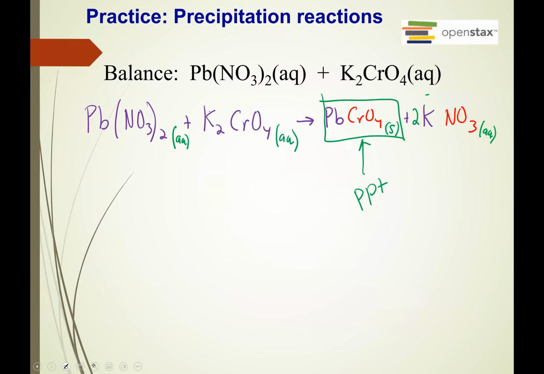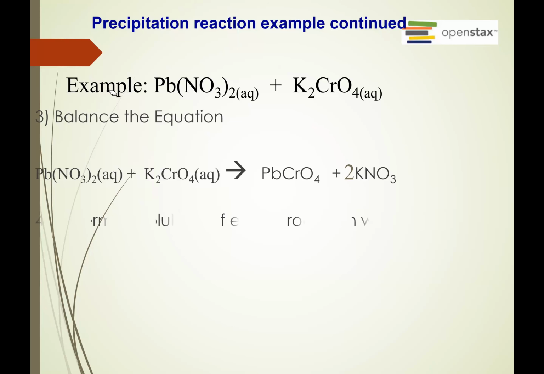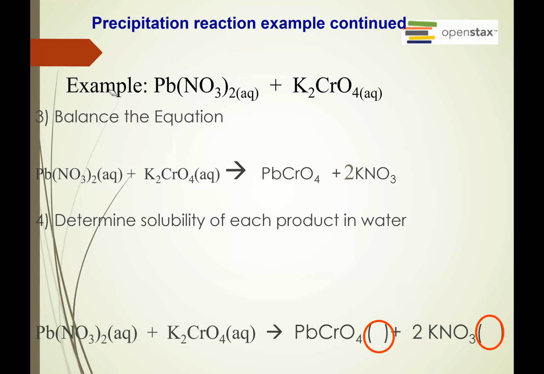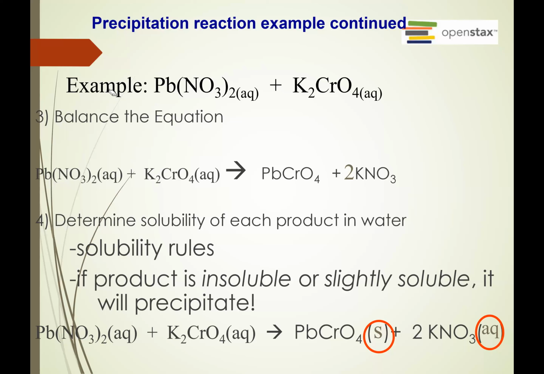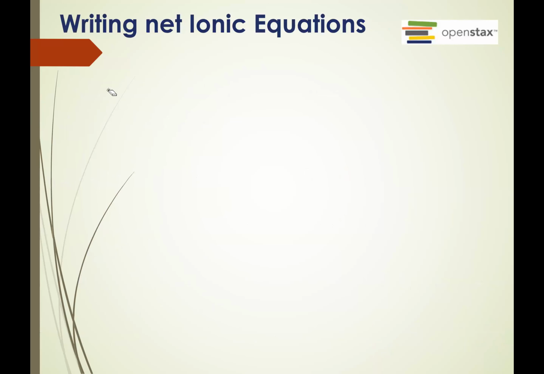Okay, so the first thing we did was we exchanged the ions. We switched the second ones. And then we balanced our charges to make sure everything worked. In this case, we didn't have to do anything. And then we balanced our equation. And then we determined our solubilities using our solubility table. And we put in our states. So in a double displacement reaction, this is what occurs every single time. We do this again and again and again.